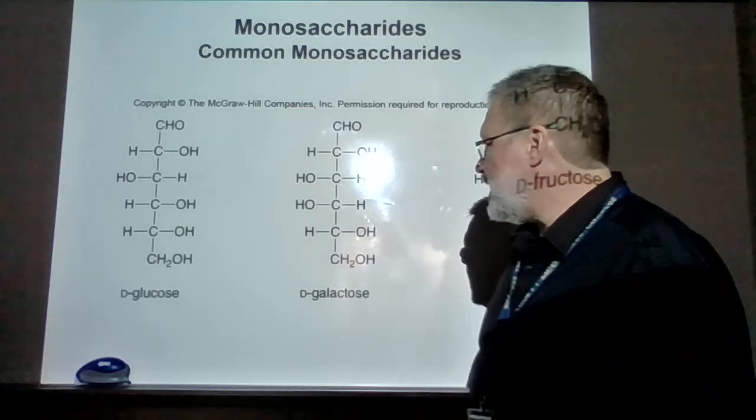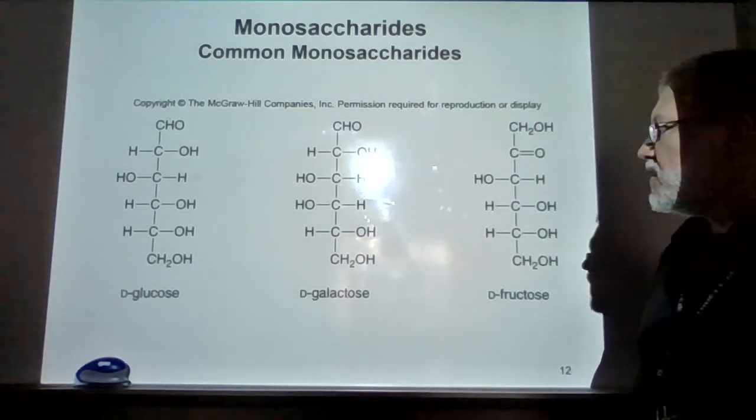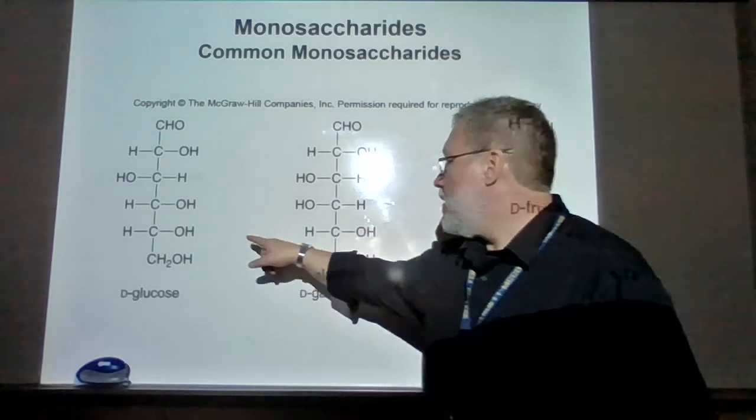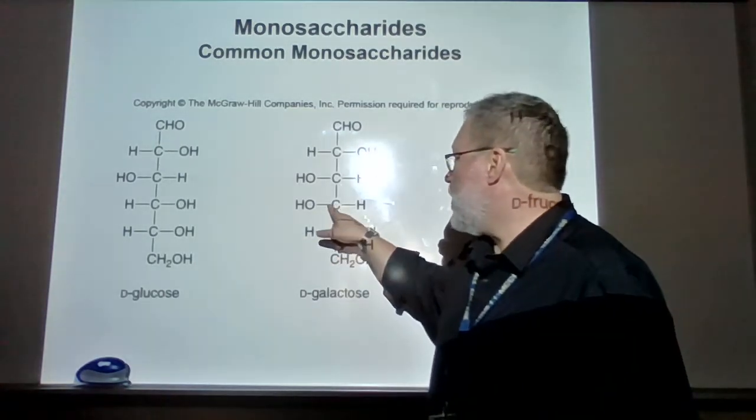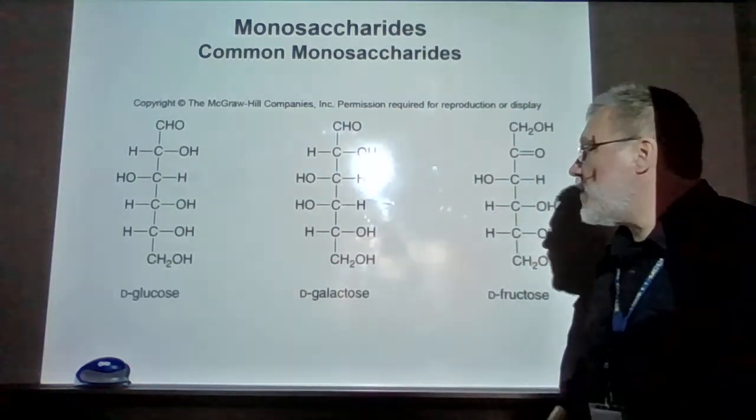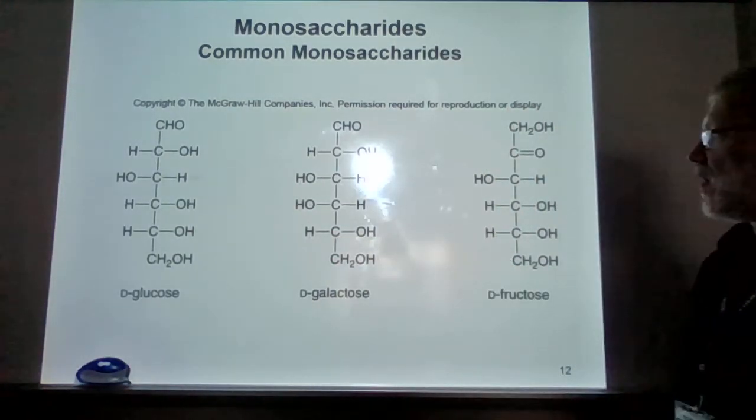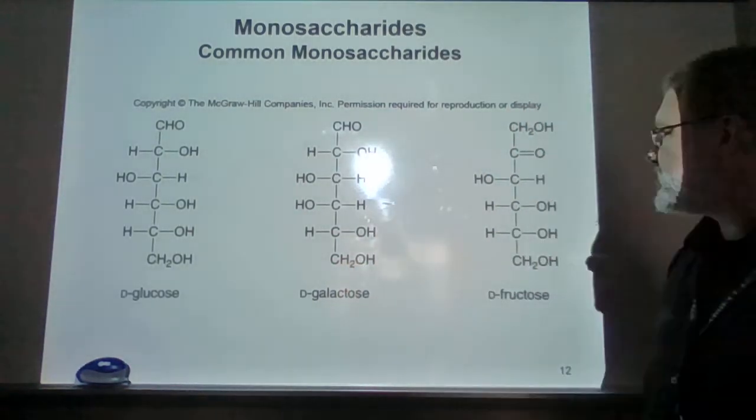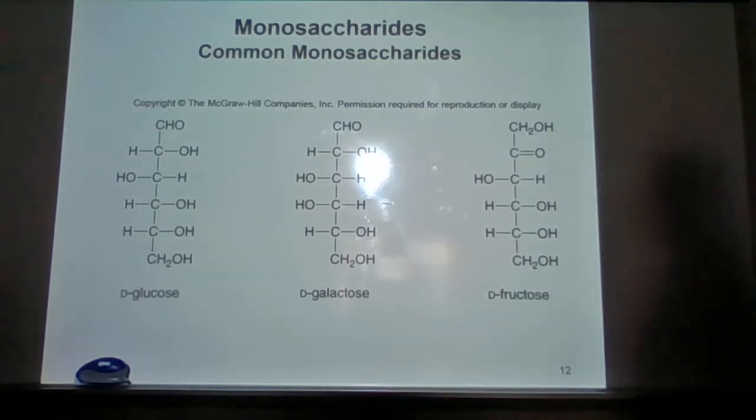This is D-galactose. Notice the difference between here, OH on the right, but here, OH on the left, OH on the right. So just depending on where these OHs are in respect to your vertical carbon chain, these have different names.